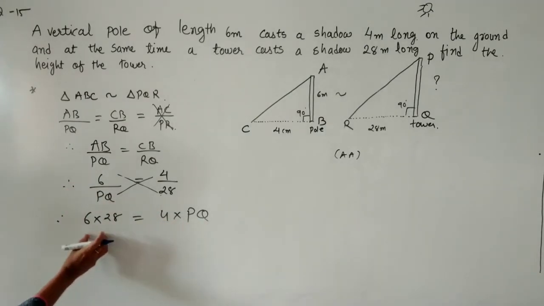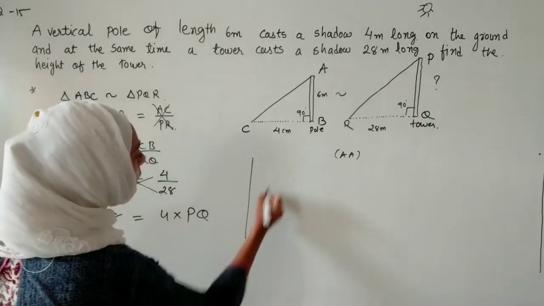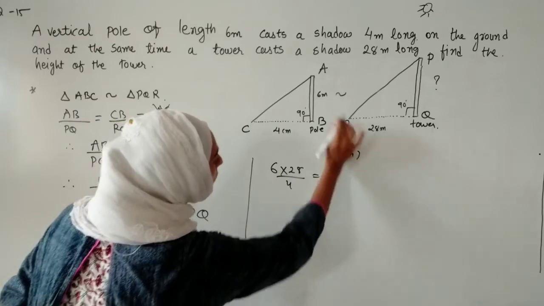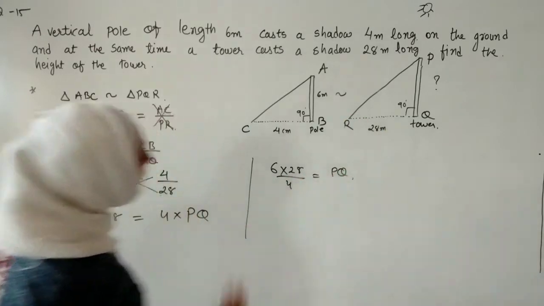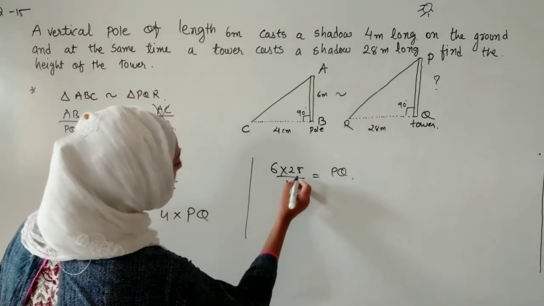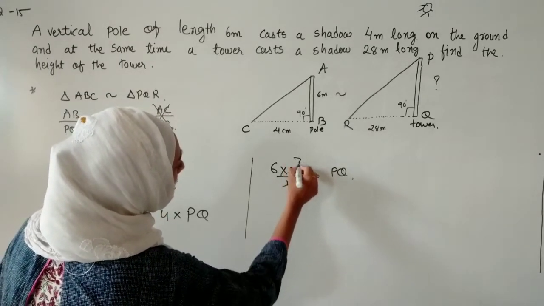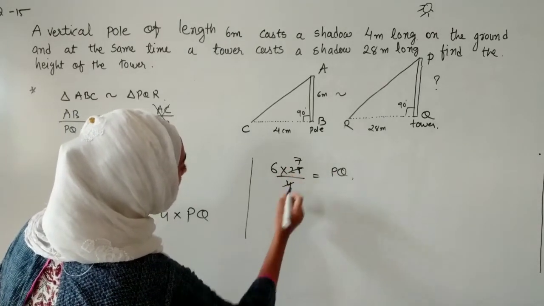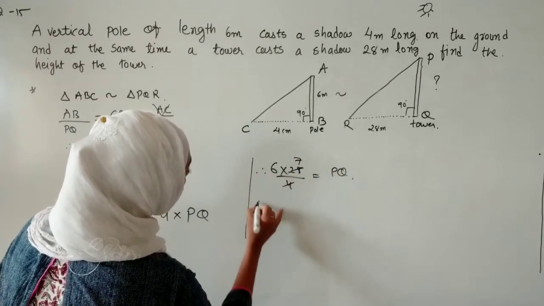Now, as you know, we will make PQ alone. So we are keeping PQ as it is, and we have to take the 4 down. So it will look like 6 into 28 by 4, and it is equal to PQ. Now we will try to substitute it. So here I am reducing it: 7 fours are 28, and 6 sevens are 42. So here we will write our answer.